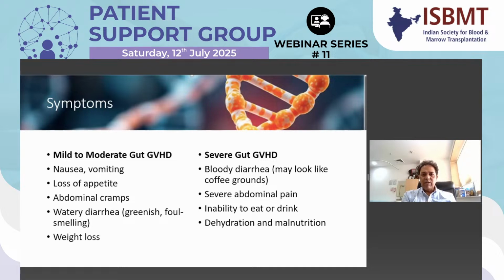Okay, so symptoms, as I said, if mild to moderate, you have nausea, vomiting, loss of appetite, a little bit of diarrhea, which is greenish, and weight loss. But with very severe gut GVHD, you can have frank bloody diarrhea that's just going out, which can be blood itself or can be old blood, looking like coffee grounds. Patients can have very severe tummy pain and need a lot of medicines to control it. They can't eat, they can't drink, they get dehydrated, they have malnutrition, and we have to support them through it all to try and get them better.